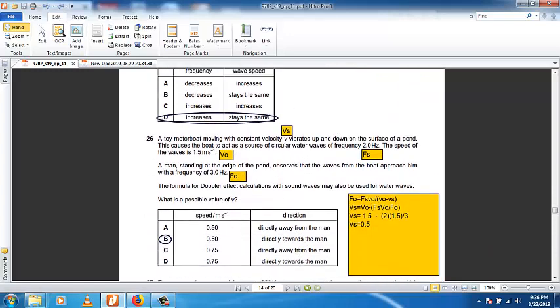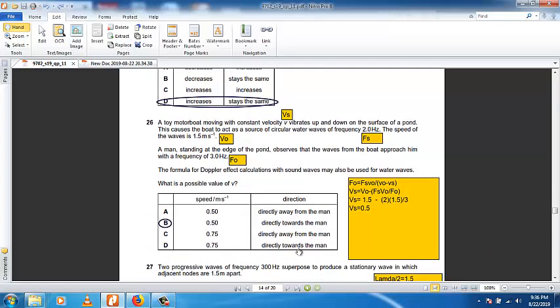Question number 26 says that a toy motorboat moving with constant velocity vibrates up and down on the surface of a pond. This causes the boat to act as a source of circular water waves of frequency 2 Hz. The speed of the wave is 1.5 meters per second. A man standing at the edge of the pond observes that the wave from the boat approaches him with a frequency of 3 Hz. The formula for Doppler effect calculation with sound waves may also be used for water waves. What is the possible value of the source velocity?